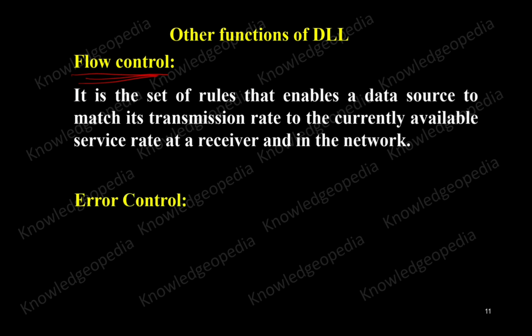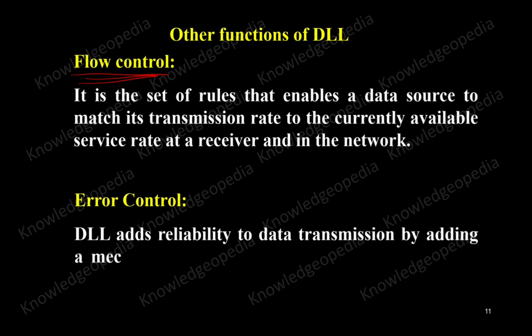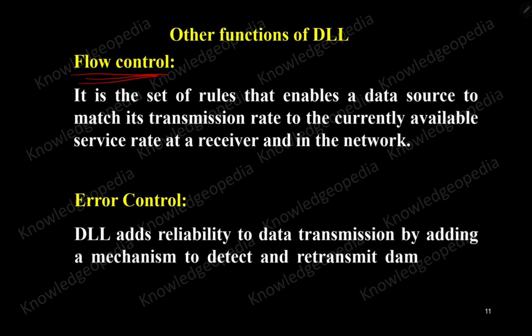Error control. The data link layer adds reliability to data transmission by adding a mechanism to detect and retransmit damaged or lost frames. When we are transmitting a frame, there is a possibility that the frame got damaged because of some problem. In such a case, the receiver should be able to detect the problem, and then it should request retransmission. That is called error control.